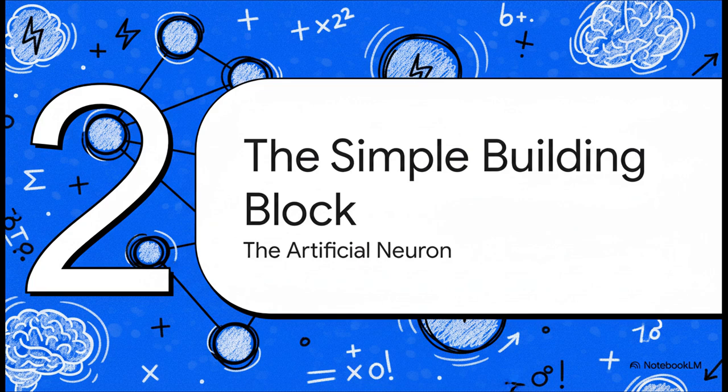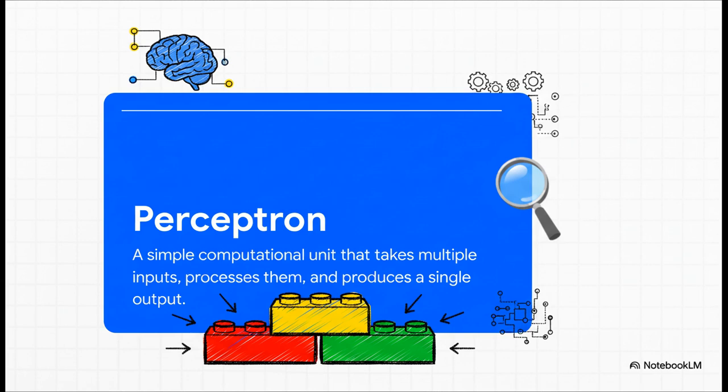All right, to understand this, we've got to start small. I'm talking about the smallest possible piece of this digital brain, a single artificial neuron. You'll also hear it called a perceptron. Just think of it like a tiny little decision maker. It's the fundamental Lego brick we're going to use to build this entire incredible structure.